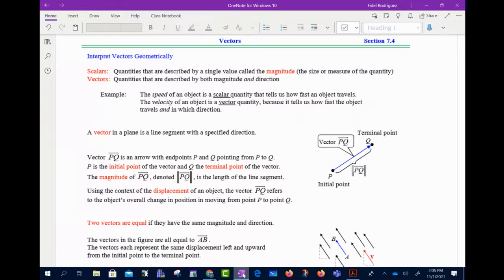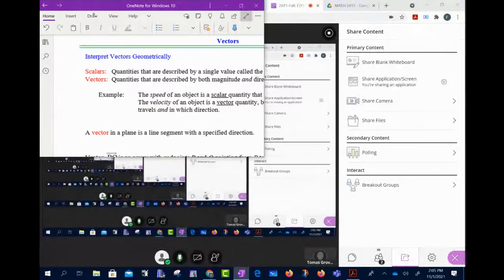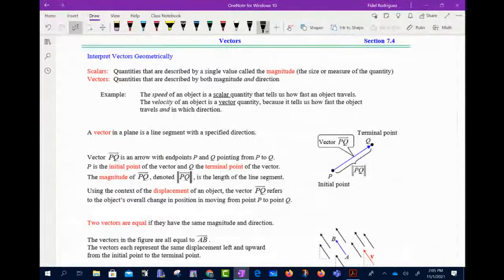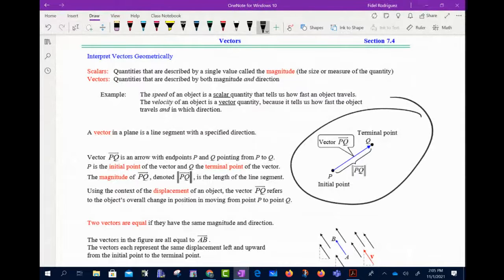So it says a vector in the plane is a line segment with a specified direction. So let me get my pen here. And so here's our vector. We have what we call an initial point where we're starting and a terminal point where we end. And you can see, y'all, there is a little arrow right there, and that's just letting us know that the direction is starting from P and ending at Q. So the vector PQ is an arrow with endpoints P and Q pointing from P to Q. P is what we call the initial point of the vector. Q is what we call the terminal point of the vector.